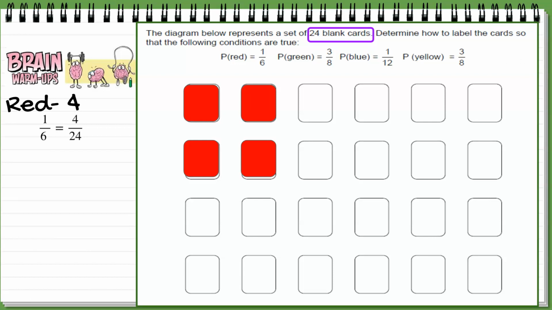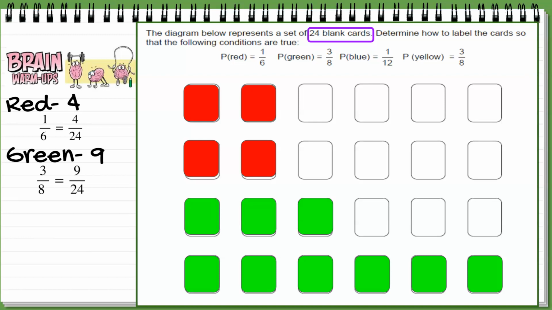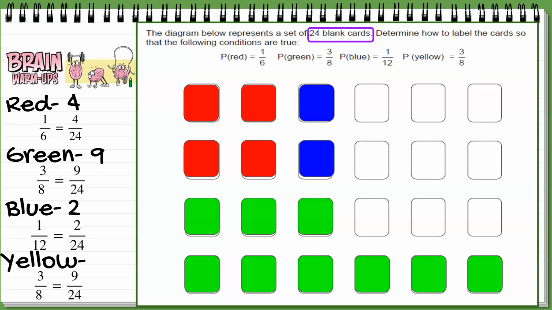I'm going to do the same thing now with green. 3/8 is equal to how many 24ths? Well, I did 8 times 3 to get 24, and 3 times 3 is 9. So when I look at my blue, it is 1/12, or 2/24, because I multiplied 12 by 2 and 1 by 2. Then finally, my yellow, which is the same as my green, is going to be 9. So here I looked at a ratio, a proportion, equivalent fractions. All of these things are very similar here.